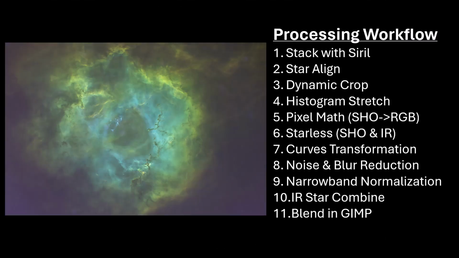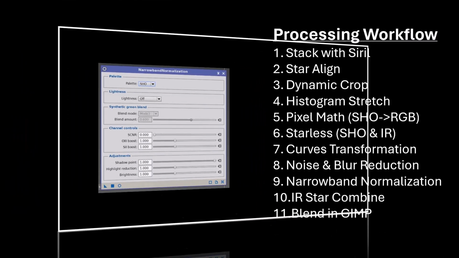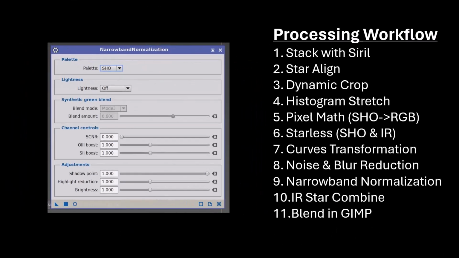Okay, so on the starless image we do a curves transformation, and I usually do a little bit of noise and blur reduction here as well. And now we have what I like in terms of a colorized version of the nebula. Now there is a step here. There's a new process that is available in PixInsight, it's a narrowband normalization. You can Google that, search on YouTube for it, or if anybody wants me to do a deep dive on this, I would be happy to do it.